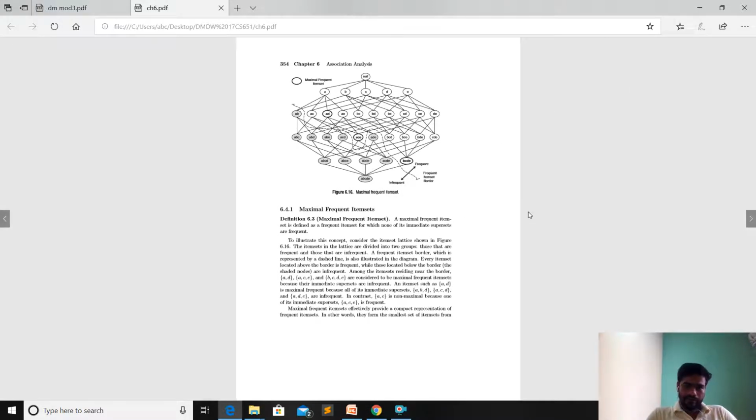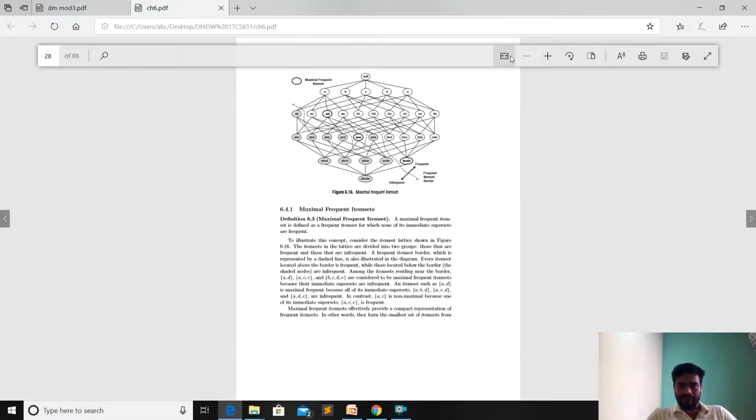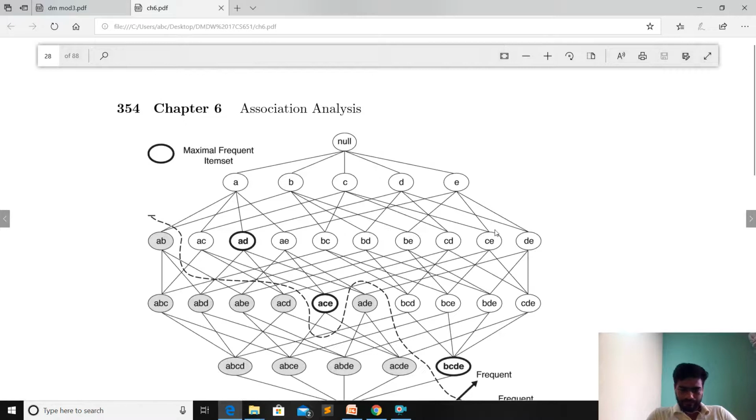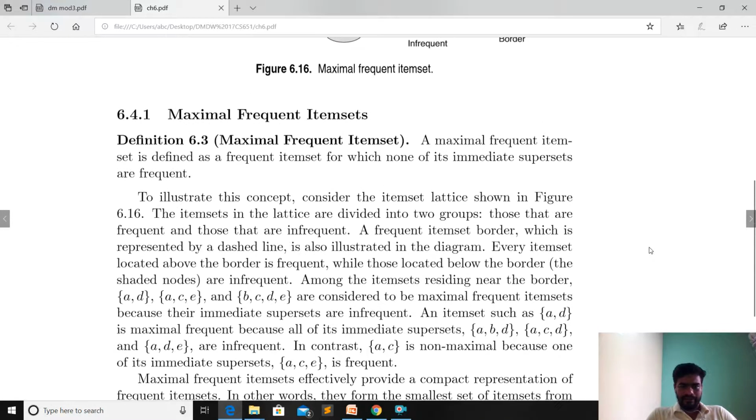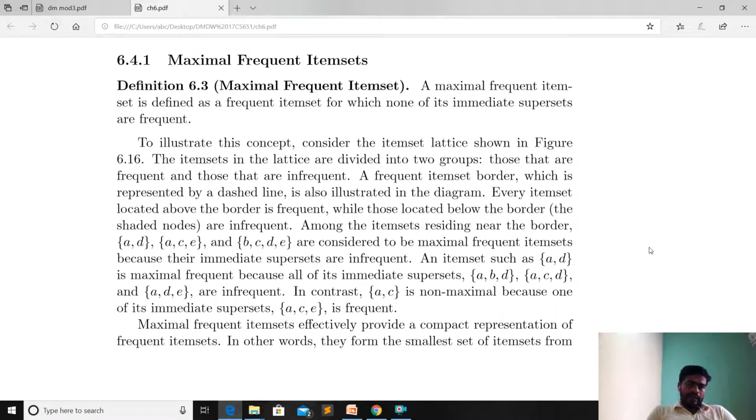Okay, next, moving to the next concept, maximal frequent item sets. So what is a maximal frequent item set? A maximal frequent item set is defined as a frequent item set for which none of its immediate supersets are frequent.